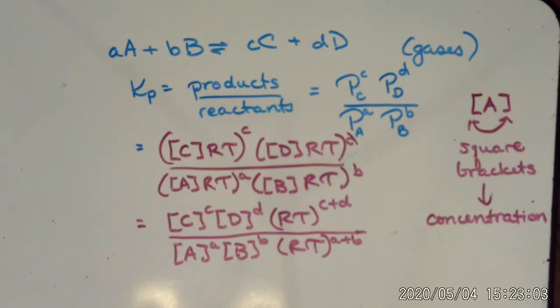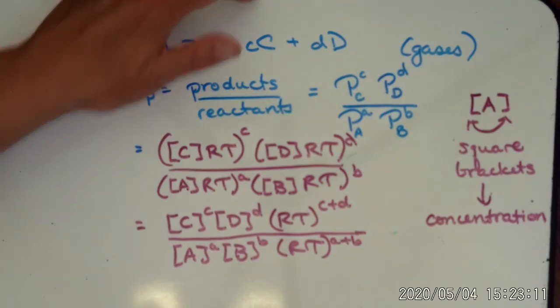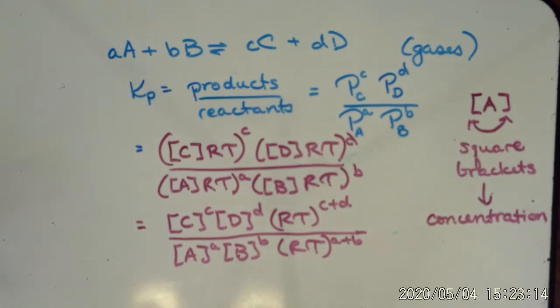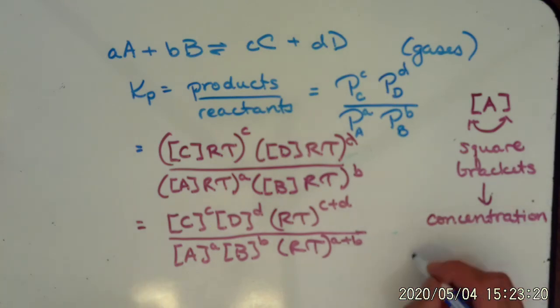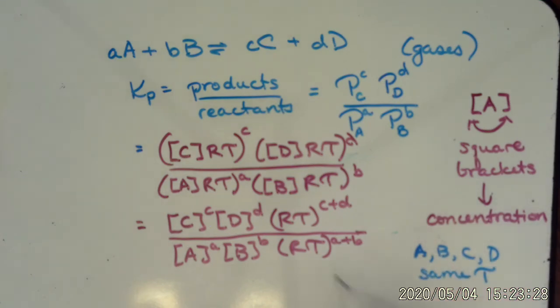So what do we do with all this? Well, this is what we do. When I run a reaction with my gases, my reactants and products are all in the same container, which means they should all be at the same temperature. So A, B, C, and D all have the same temperature. Okay, so there's no variation here. This is equal to Kc. So now we can get our relationship between Kp and Kc.